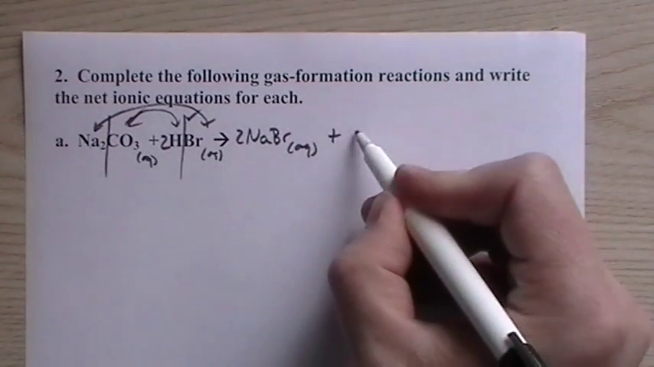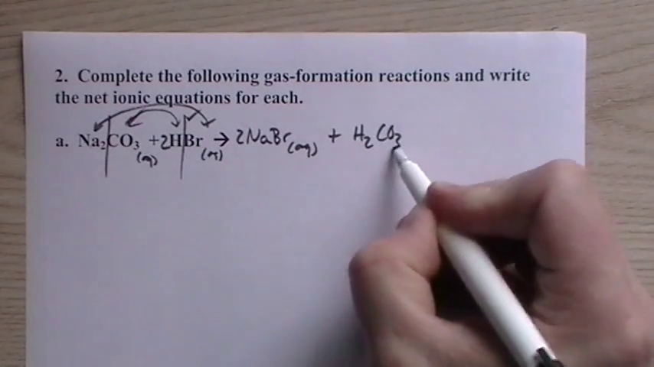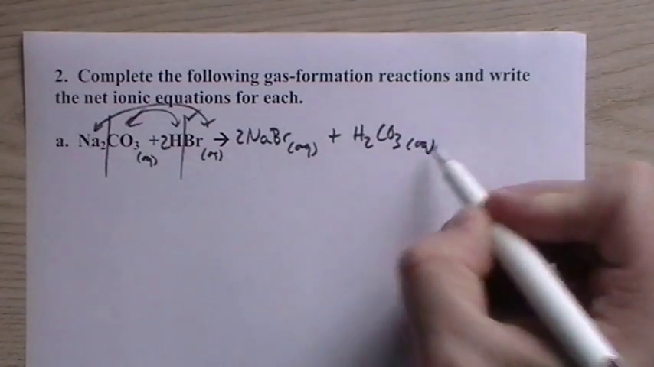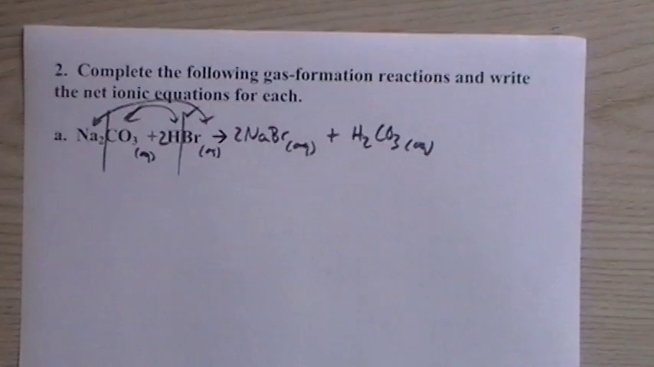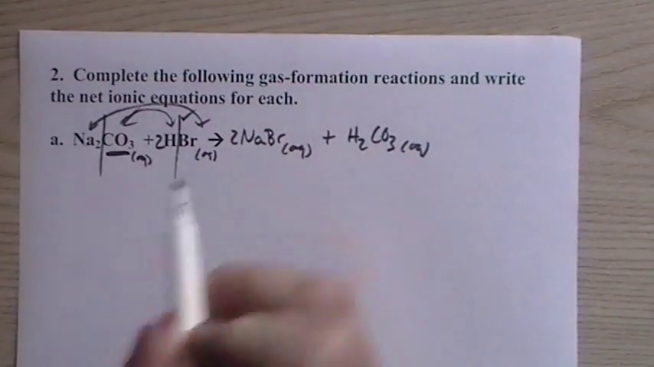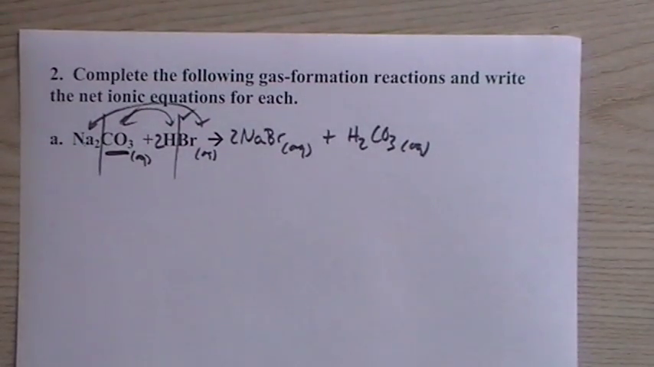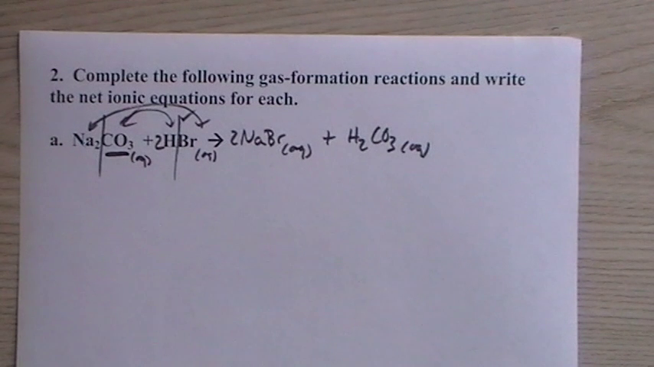You get 2 sodium bromides, and then they have H2CO3. Now, this is where a lot of students will stop because they won't realize they're dealing with an acid and a carbonate. This is the only time it happens for us. There are 2 other types of gas formation reactions.